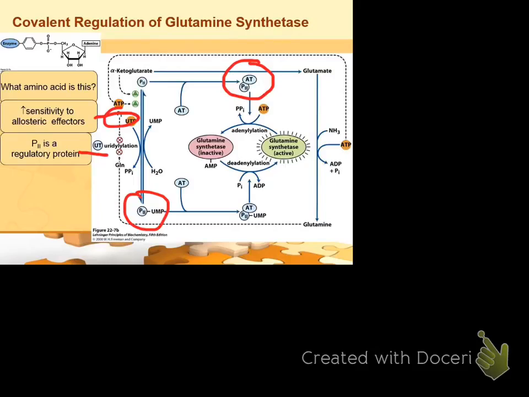And so, it too is regulated, but it takes a UTP. It takes the UTP and it adds the UMP to the P2. And that P2 still binds to the ATP and it can actually then de-adenylate. Okay? So that's why P2 actually has two roles under two different conditions. And you have this UT enzyme that can either be activated or deactivated as needed.